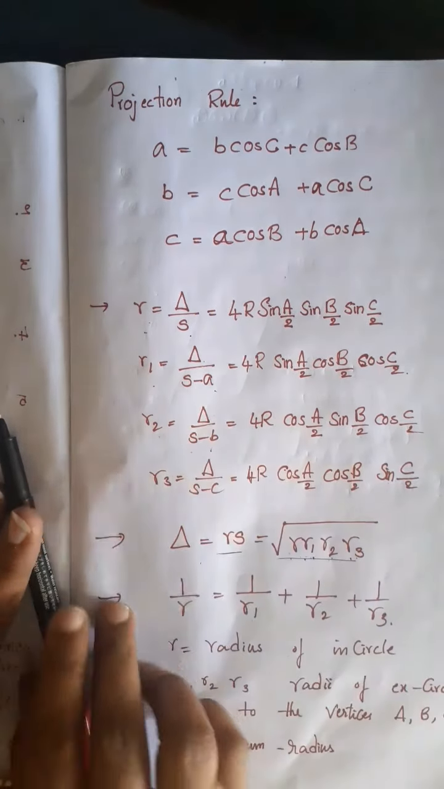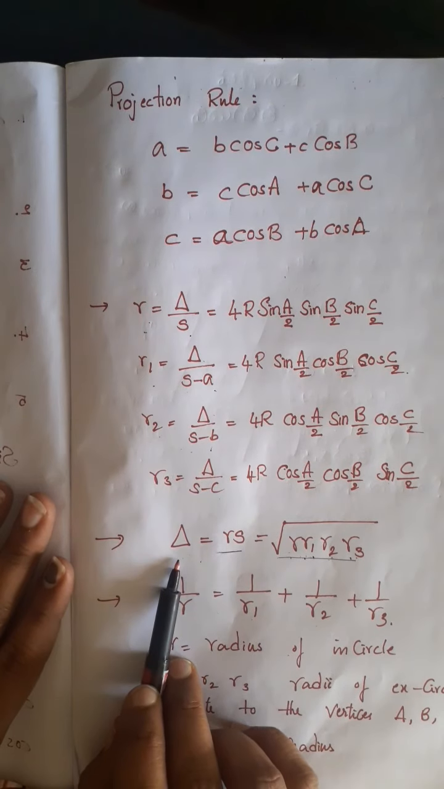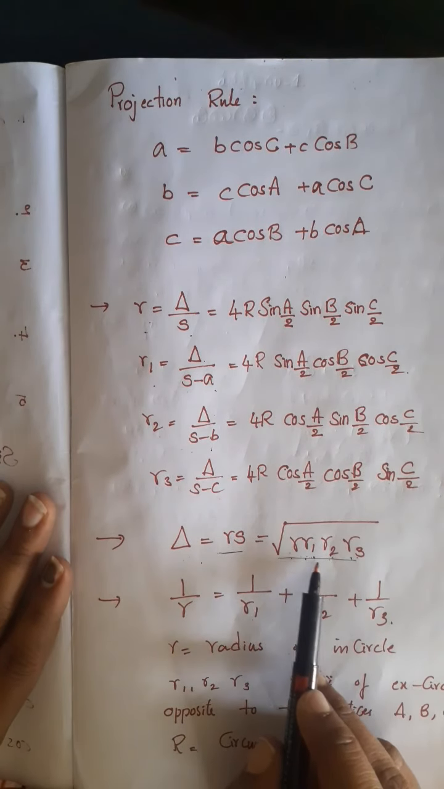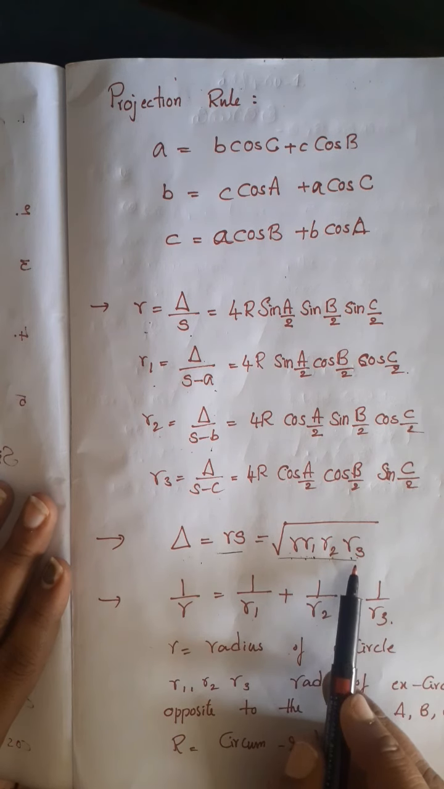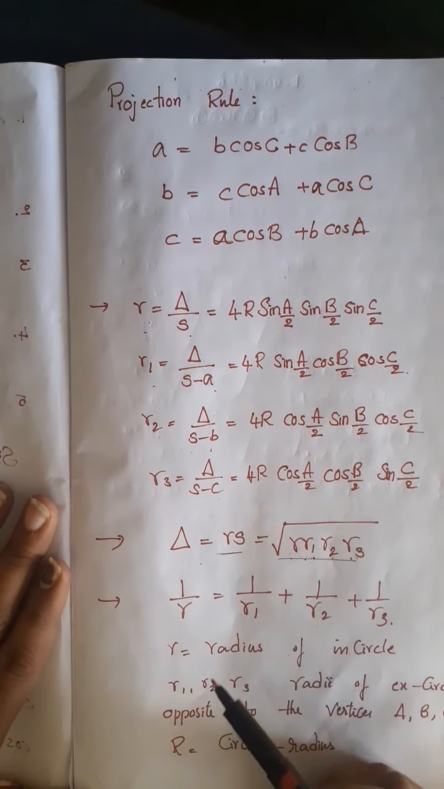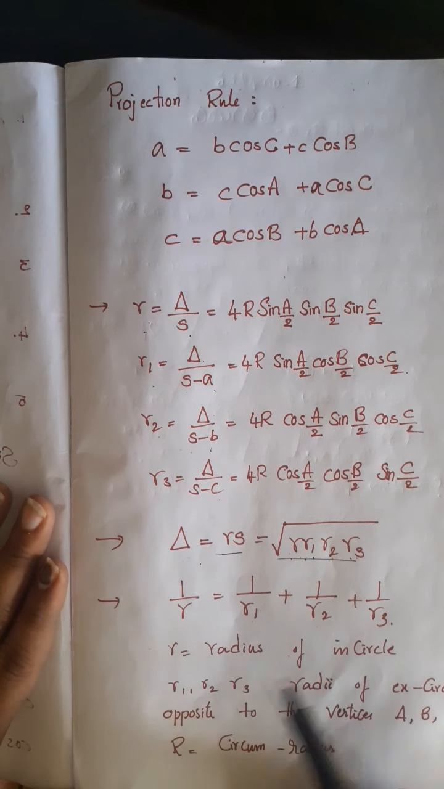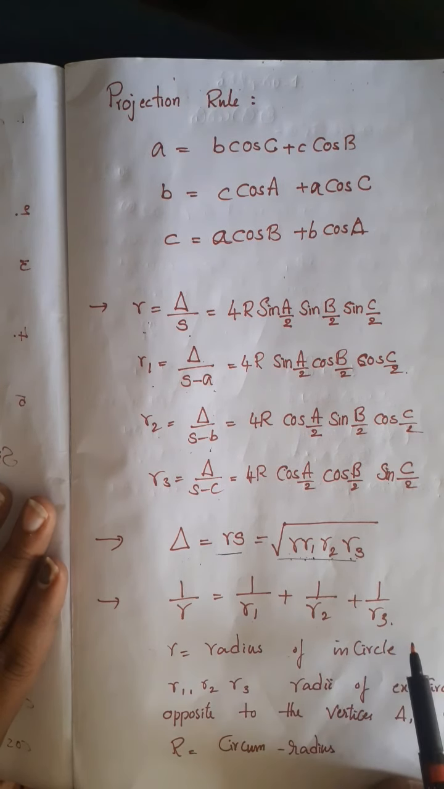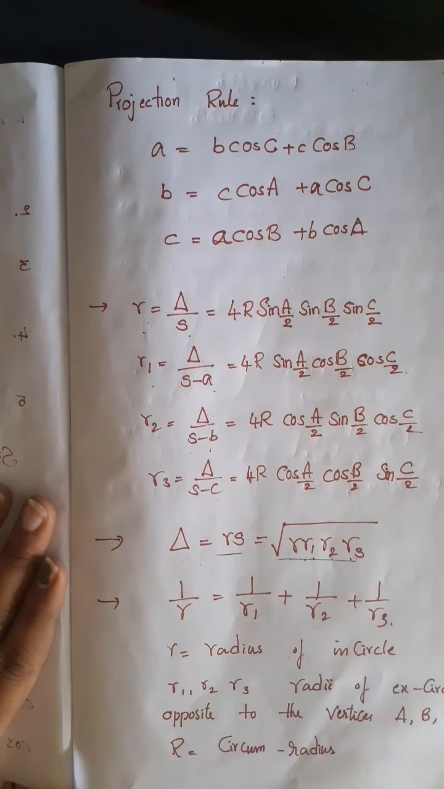This is the formula. And delta is also given by r into s or the square root of r into r1 into r2 into r3. This is also another important formula. And the relation between these radii, 1 by r is equal to 1 by r1 plus 1 by r2 plus 1 by r3. So this is about formulas.